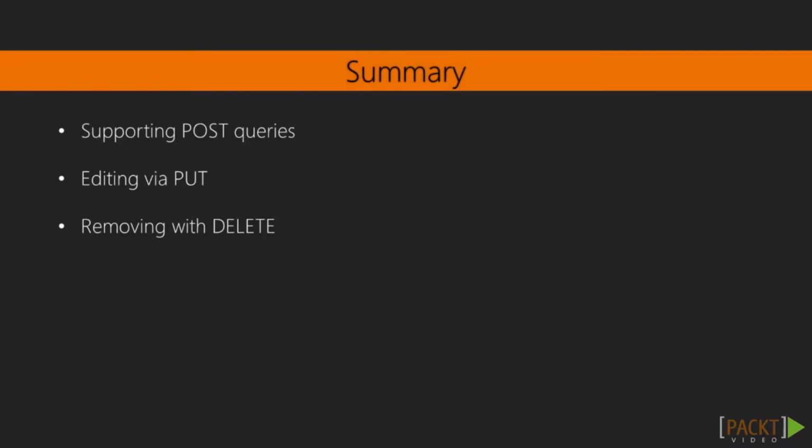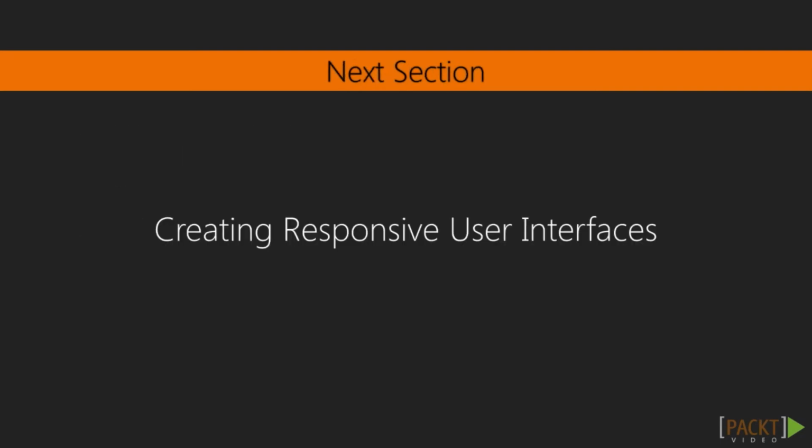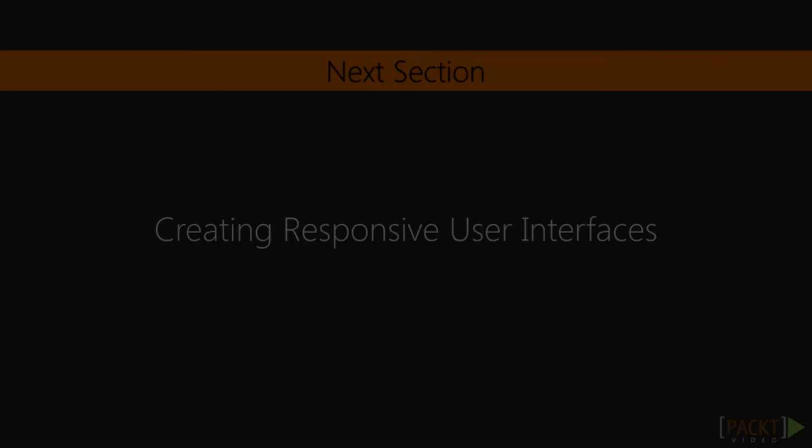So we've gone over post, put, and delete. With post, we were able to find all of the snippets that belong to a certain user email. With put, we were able to take any of the IDs and change the content based off of that. And of course, we were able to delete using the same method. Our next video is actually section 4, creating responsive user interfaces. Thank you for tuning in, and we'll see you then.